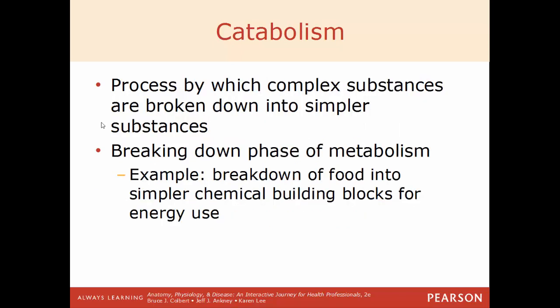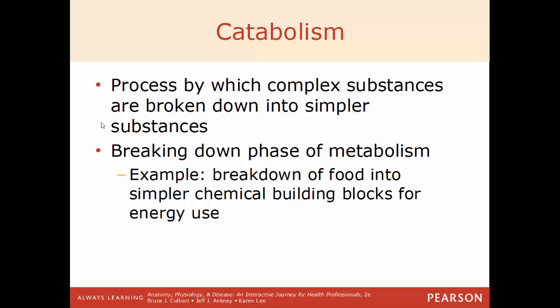Now the opposite of that would be catabolism, where you start off with something large and complex and you're breaking it down into smaller components, smaller products. An example is the breaking down of food that you eat into chemical blocks that your cells can use for fuel. So taking that pizza that you had at lunch and turning that material into usable glucose for your cells to use as energy. So that is breaking down something into smaller components.